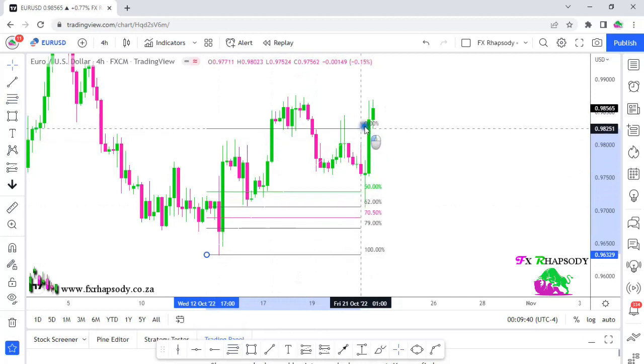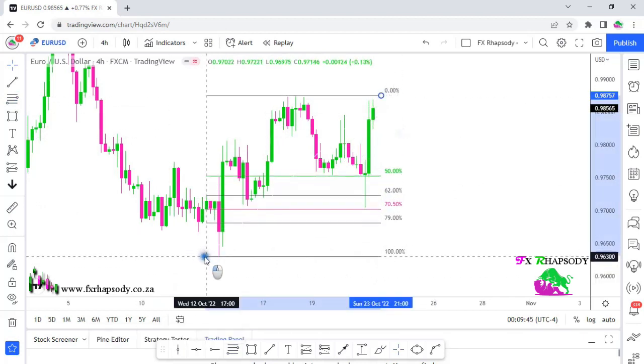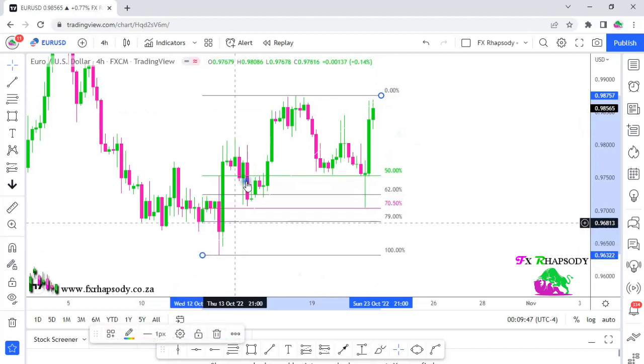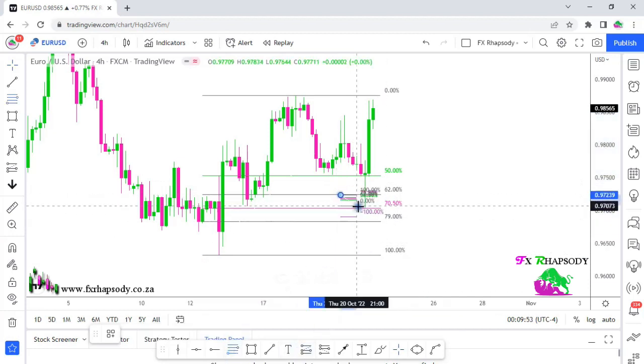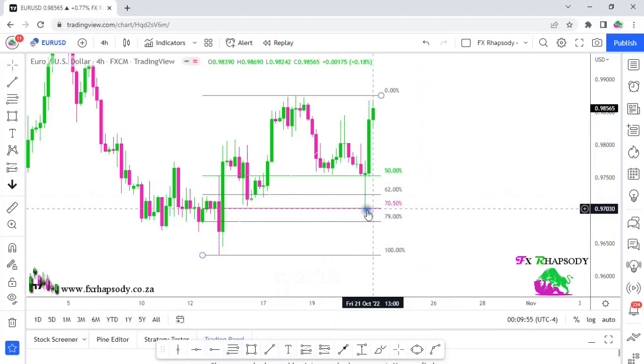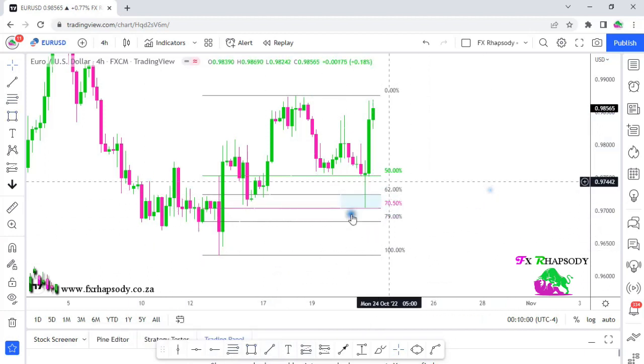So I'm just extending my Fibonacci over there. You have a swing low and then a bigger swing high, and then price retracing all the way nicely to the 62% area over here. Oops, why did I draw another one? As you can see, price hit that area and then continued upwards.